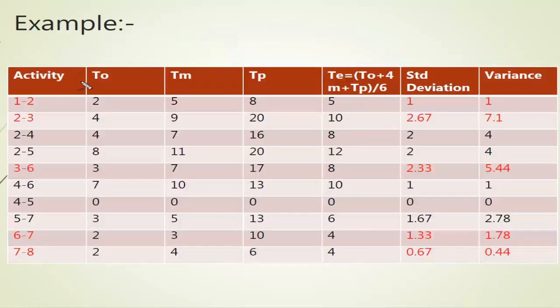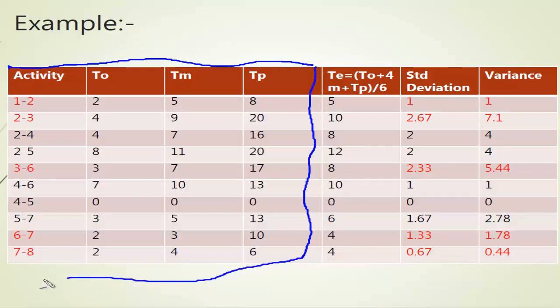Now say for example we are given a question like this where there are the activities. This much is given, and the rest you calculate. We are given 3 times: one is the optimistic time, the most likely time and the pessimistic time. So for activity 1 to 2, we have the optimistic time of 2, most likely time of 5 and pessimistic time of 8.